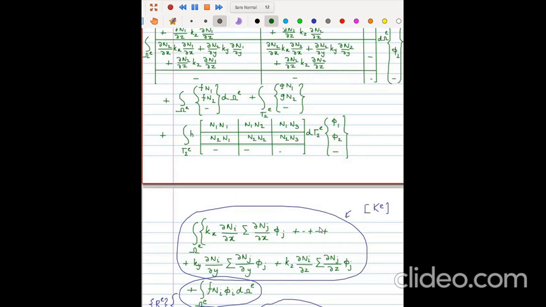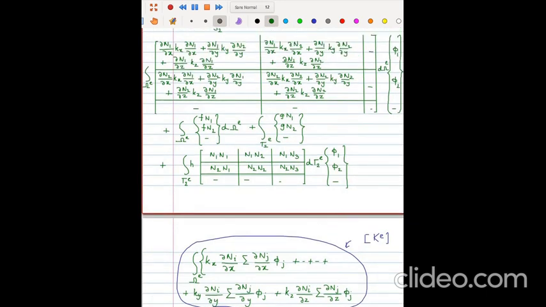And again I have made one mistake here. I have taken only 3 terms here, but why 3? It can be more than 3 also. It depends on your elements.